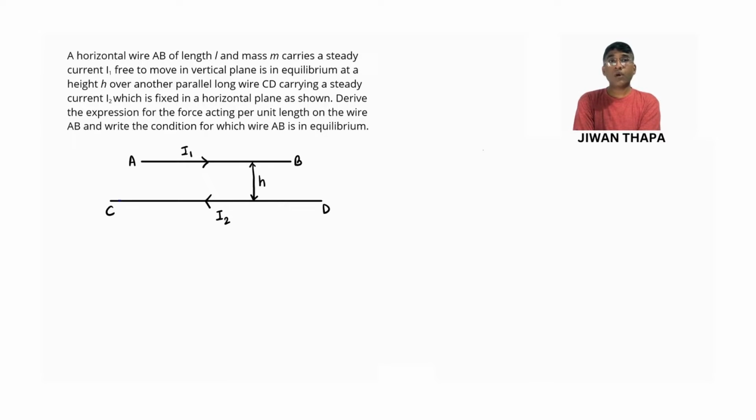A horizontal wire AB of length L and mass M carries a steady current I1, free to move in a vertical plane, is in equilibrium at height h over another parallel long wire CD carrying a steady current I2, which is fixed in a horizontal plane as shown. Derive the expression for the force acting per unit length on the wire AB and write the condition for which wire AB is in equilibrium.